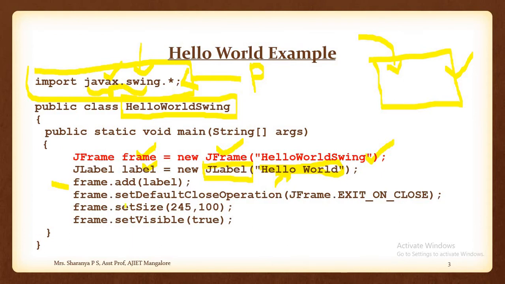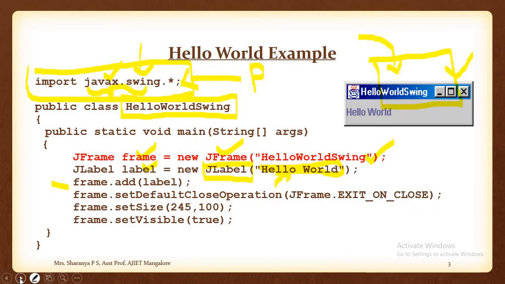Next, frame.setSize. Here we are setting the form's size, that is, width and height are given. And the next final step is to make this form visible to the end user. Normally this form will be in a hidden state, so here we have to pass true so that the form will be visible to the user.